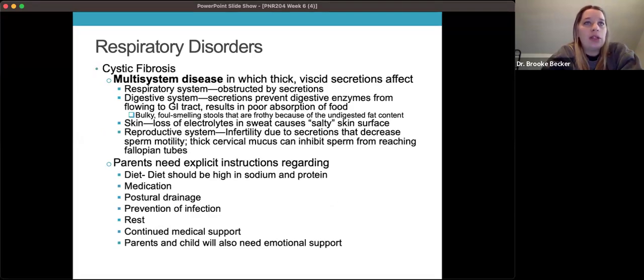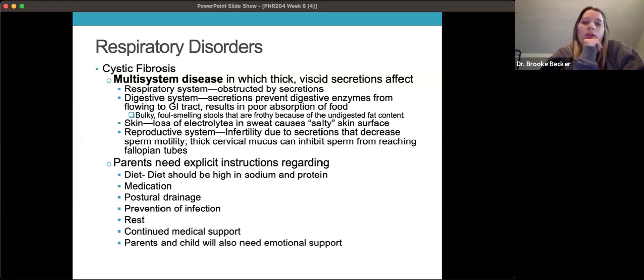Cystic fibrosis. So it's in the respiratory category, but it affects many different body systems. Your respiratory system is affected because of the thick, viscous secretions that happen with cystic fibrosis. They start to accumulate in those alveoli and they can't keep their lungs open and functioning as well because of those thick secretions. It affects the digestive system because it prevents those digestive enzymes from going into the GI tract and absorbing the nutrients like it should.